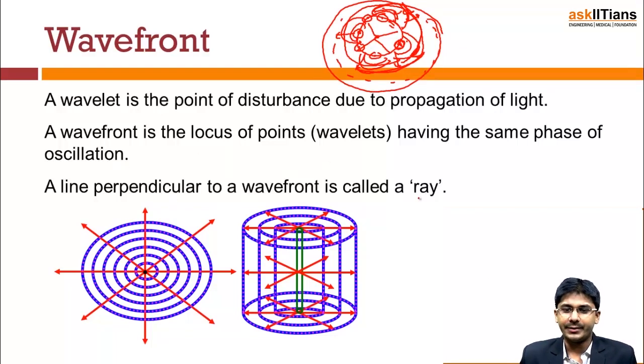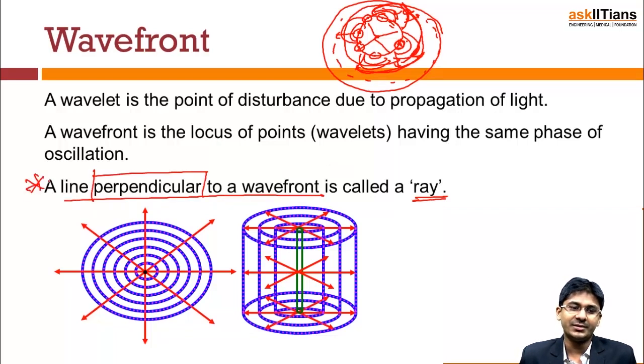Now what is a ray? A line perpendicular to a wavefront is called a ray. Now this is the only and the most important one that we will be using to solve the questions: that the ray is always perpendicular to the wavefront. Now if you see here in this point source, consider it as a light emitting source. The rays are coming like this.